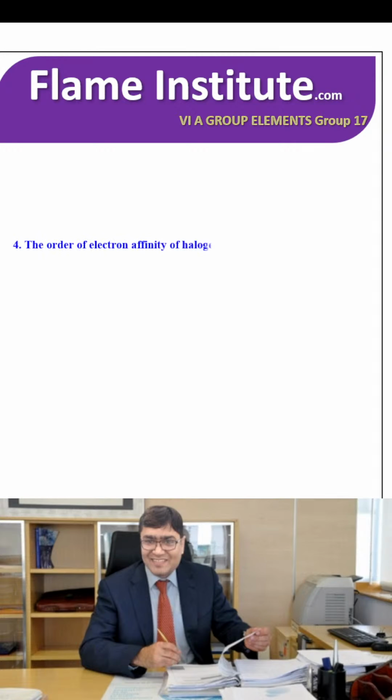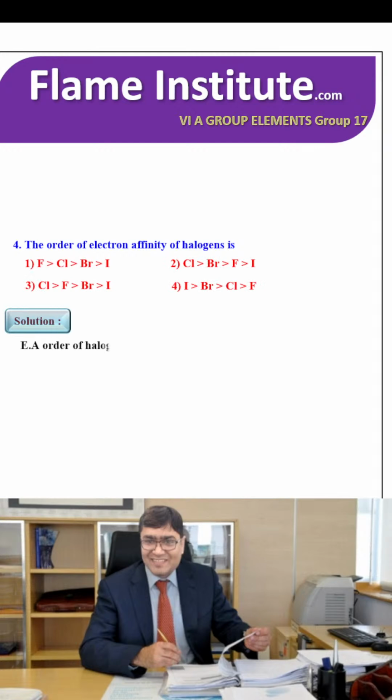The order of electron affinity of halogens is: chlorine is greater than fluorine is greater than bromine is greater than iodine. So the third option is the right option.